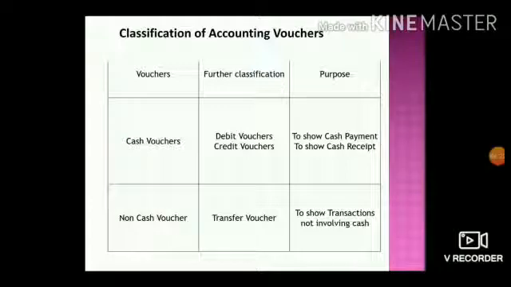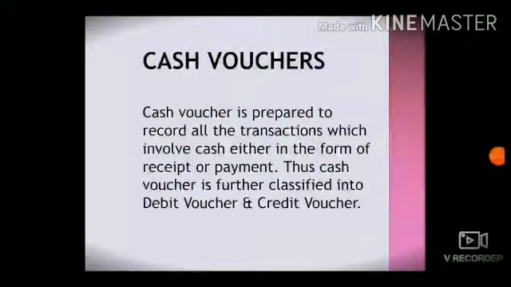Cash voucher is further classified as debit vouchers and credit vouchers. Debit vouchers are used to show cash payment and credit vouchers are used to show cash receipt. Transfer voucher is used to show transactions not involving cash. Cash voucher is prepared to record all the transactions which involve cash either in the form of receipt or payment. Thus, cash voucher is further classified into debit voucher and credit voucher.